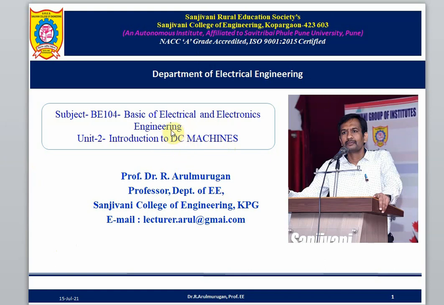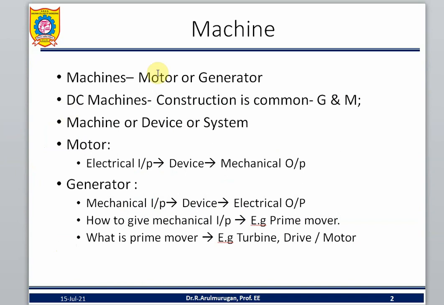So DC motor or DC generator is included. In DC machines, the construction is common. You can use it either as a generator or as a motor. You can take the machine as a device or a system. If the device acts as a motor, you give electrical input and get mechanical output. If you want it as a generator, give mechanical input and get electrical output.